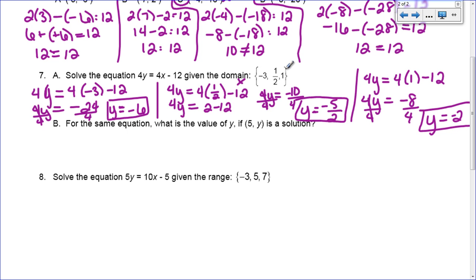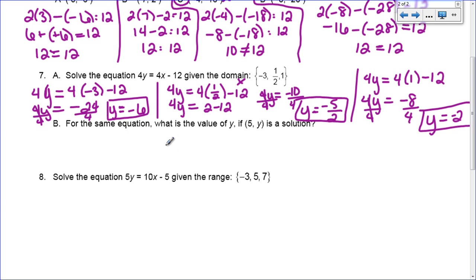So as you can see, I've plugged in my numbers, 1/2 and 1 in for my x, and I have solved for y. And so my values that I got when I plugged in for the domain is negative 6, negative 5/2, and negative 2. Those are my 3 answers. And so if this is the domain, then these 3 values make my range, and I can write them as a set like we did for the domain if you want.